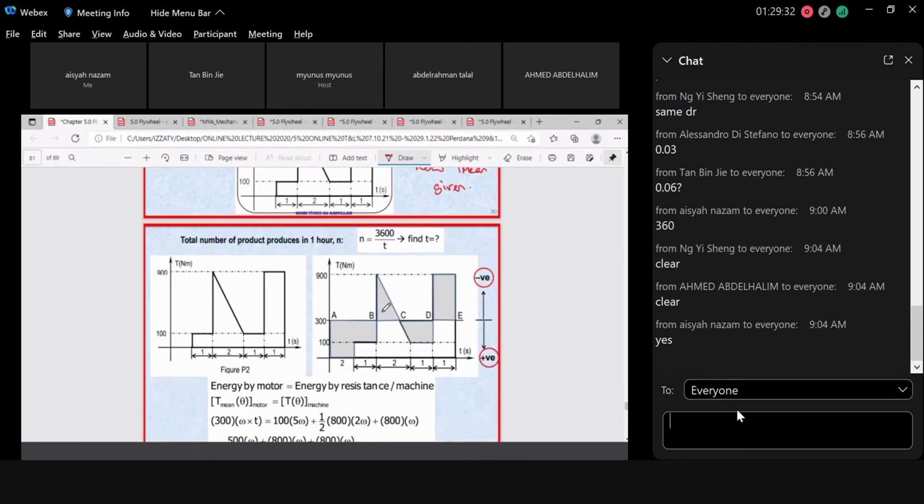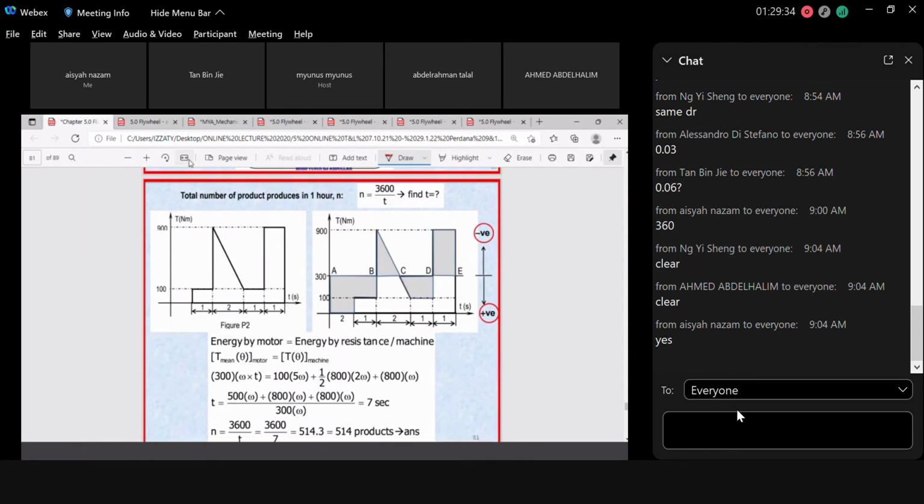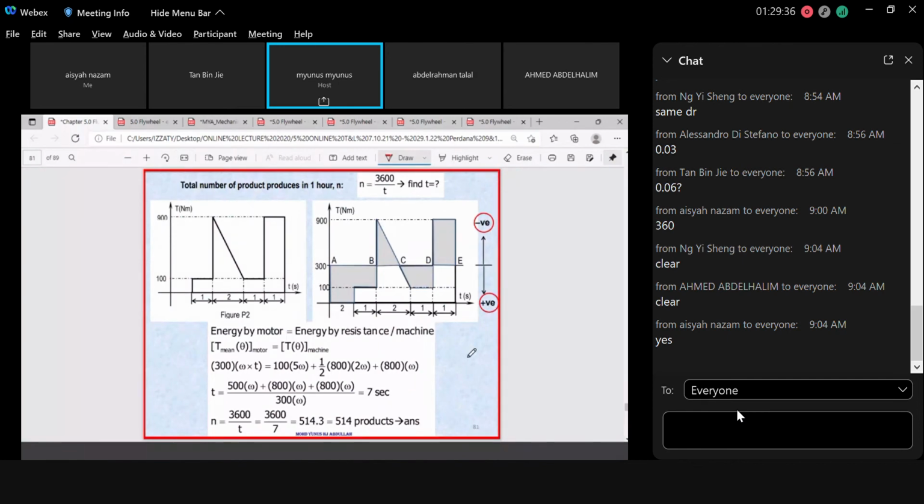Okay, Alhamdulillah, I also provide you the solution. Because some of you are not interested to buy the book, that's why I provide the solution so that you don't have to copy from the screen, because it is very difficult for you to copy from the screen.